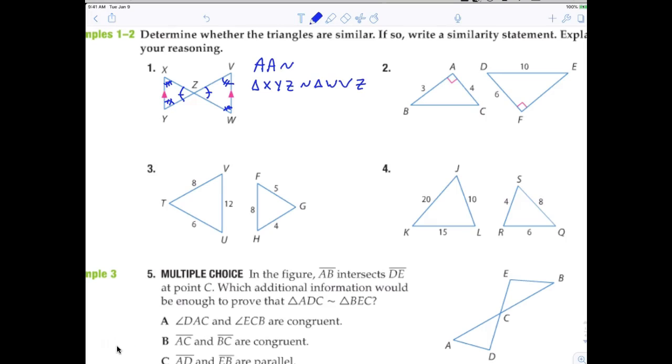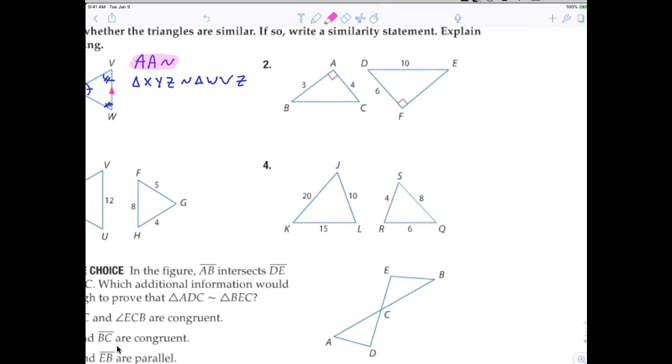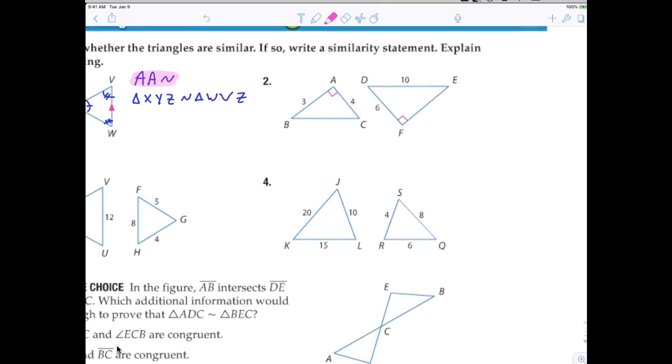Again, I just think that's very basic, very simple. So one rule is angle-angle similarity. As soon as you prove two angles of a triangle are congruent to two of the other angles, then the triangles are automatically similar. So now let's take a look at question number 2.